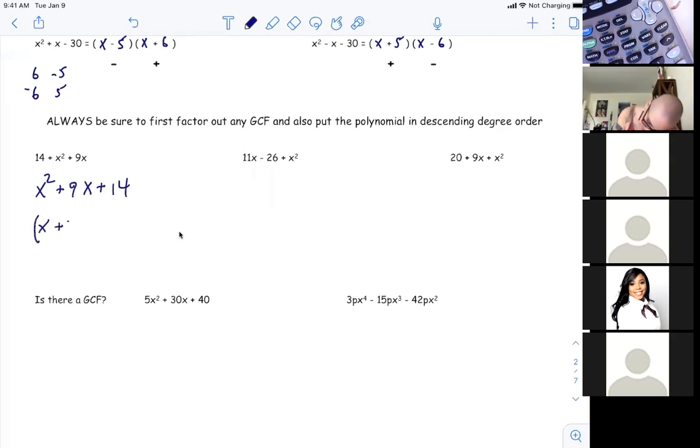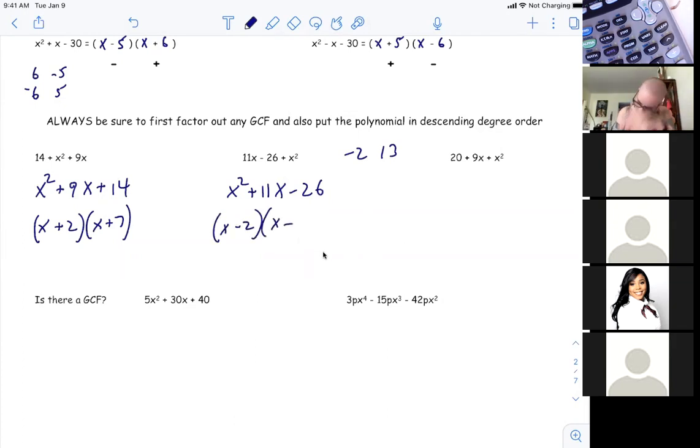This would be x plus 2, x plus 7. Right? Those multiply out to 14 and add up to 9. What about this one? We'll rewrite it. X squared plus 11x minus 26. Much better. How can you multiply and get negative 26? How about a negative 2 and a 13? And those add up to positive 11, don't you? X minus 2, x plus 13.